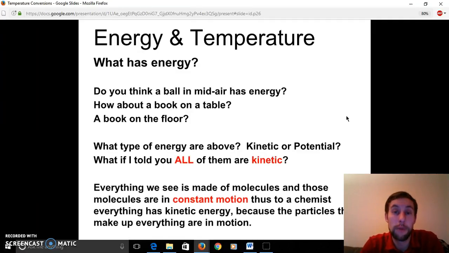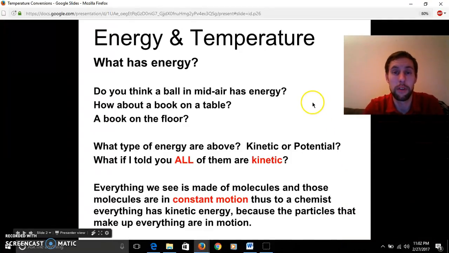So the kinetic motion comes from those atoms bouncing around inside your body, doing things. Even when you freeze, you're not frozen. Even when the book is just sitting there, there's still atoms inside of it bouncing around and moving all the time. That makes a really big difference. So every single thing has energy. Always.